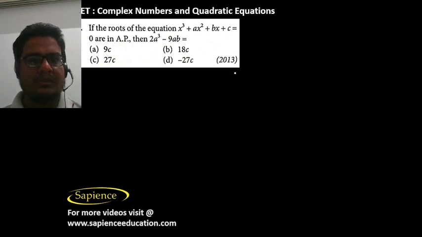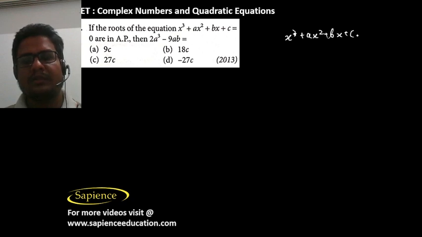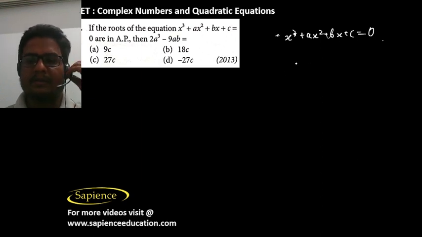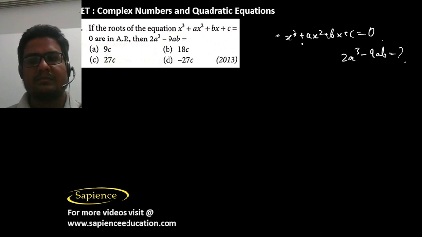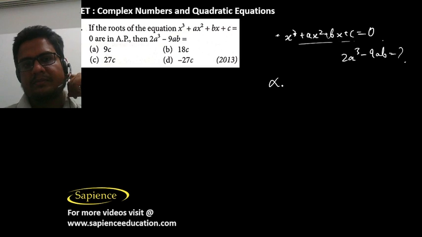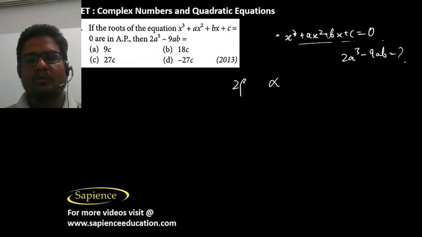Then here it is told, if the roots of the equation x cube minus ax square plus bx plus c equal to 0 are in AP, then 2a cube minus 9ab is equal to how much? The roots are in AP. It means that alpha, beta and gamma are in AP. So I can say that 2 beta is equal to gamma plus alpha.